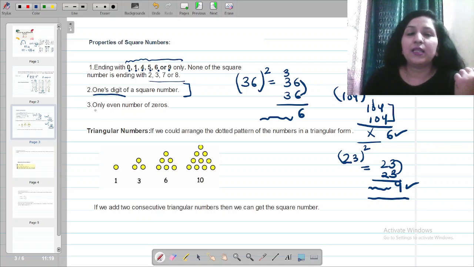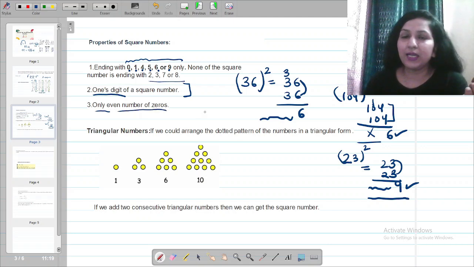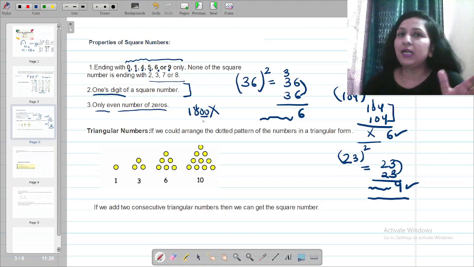Another thing is that I have already told you only an even number of zeros will be there in a square number. So if I ask you, is 1000 a square number? The rule says the square number does end with 0, but the zeros should be coming in pair. We can see here only 2 zeros in pair and 1 is left out. Straight away you can say it is not a square number. It's not necessary that if 4 zeros are there, 100% it will be a square number. It may or may not be, but if the zeros are not paired, then definitely it will not be a square number.